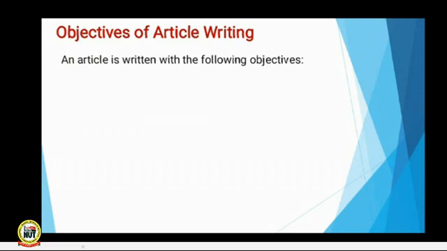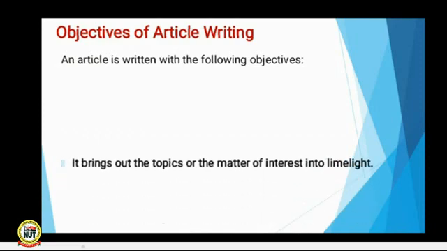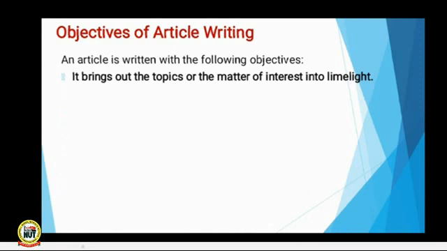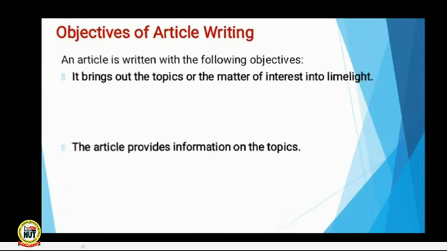What are the objectives of article writing? An article is written with the following objectives. 1. It brings out the topics or the matter of interest into limelight. Now, when the topic you're discussing is a topic that probably people are not too aware of, or they are familiar with, but they do not have enough details on such topics or subjects, your article is supposed to what? To contain facts, to contain information that will give them better understanding. Thereby, such subject becomes famous, and more people become more enlightened with such a topic.